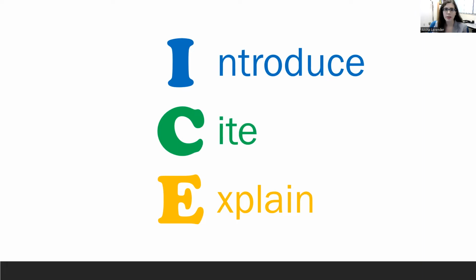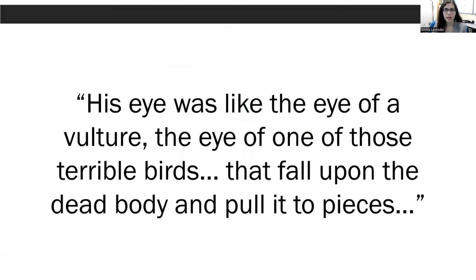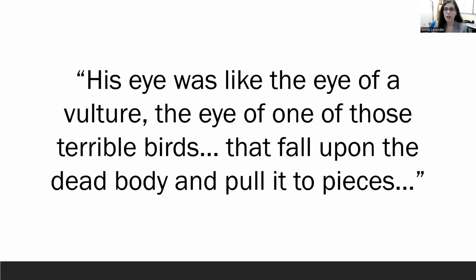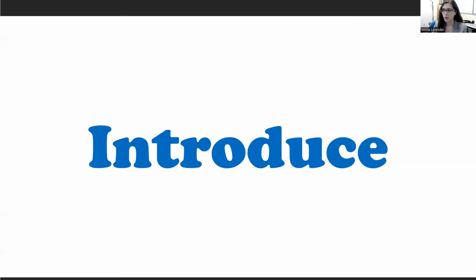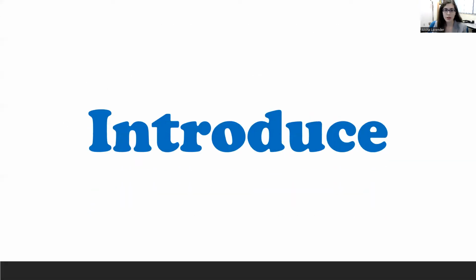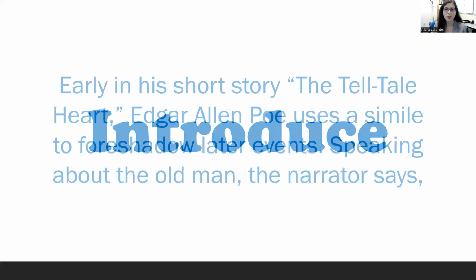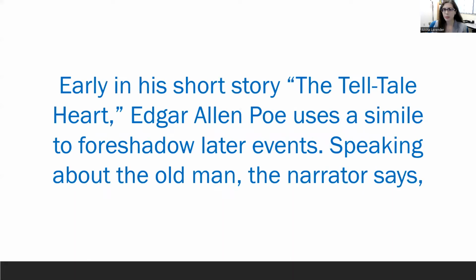We'll say I'm writing an analysis of Edgar Allan Poe's use of figurative language in a few of his stories. Here's a line from The Tell-Tale Heart that I think is particularly interesting. The first thing I need to do is introduce the quote. Here's what I'll say: Early in his short story, The Tell-Tale Heart, Edgar Allan Poe uses a simile to foreshadow later events. Speaking about the old man, the narrator says, and then it'll continue.